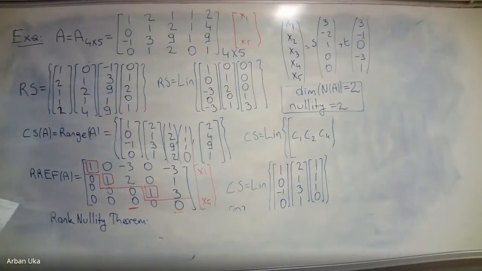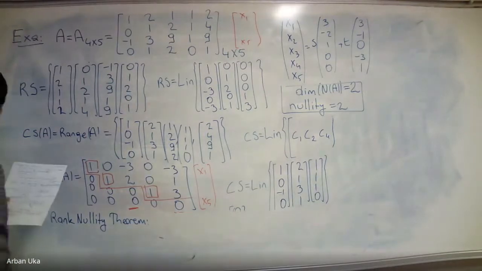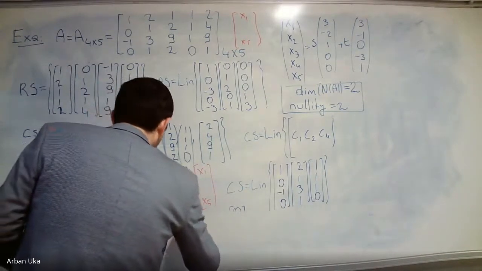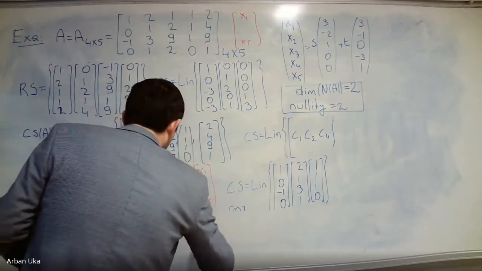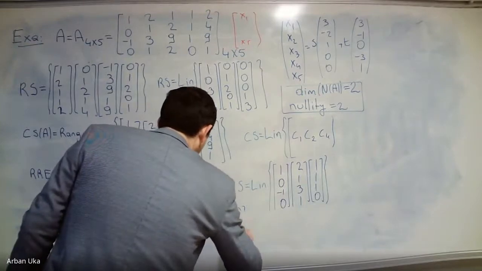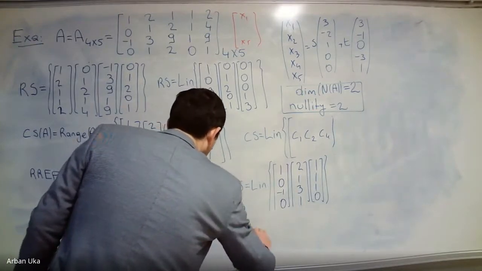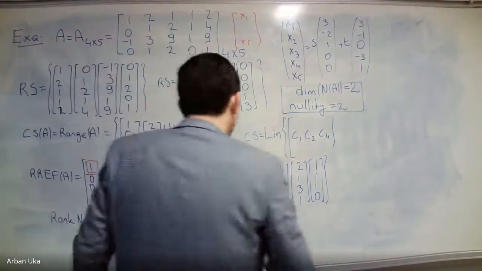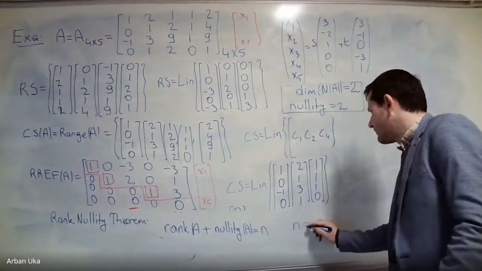So the rank nullity theorem says that the rank of A plus the nullity of A is equal to n. This is the rank nullity theorem, and here n is the number of columns.